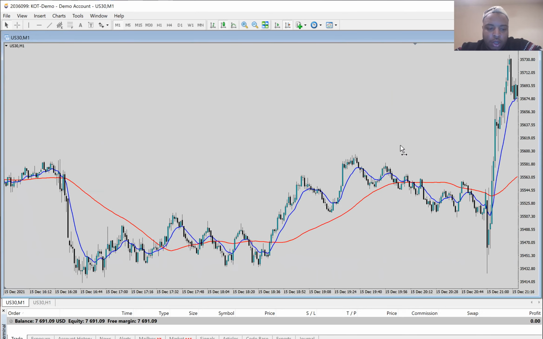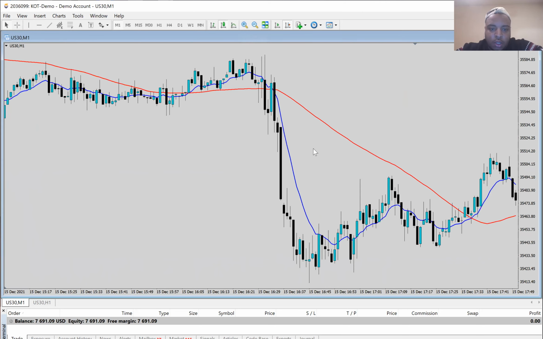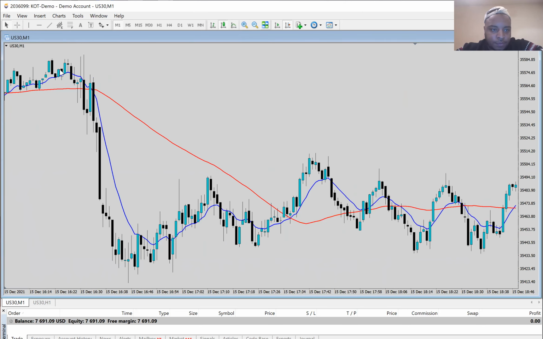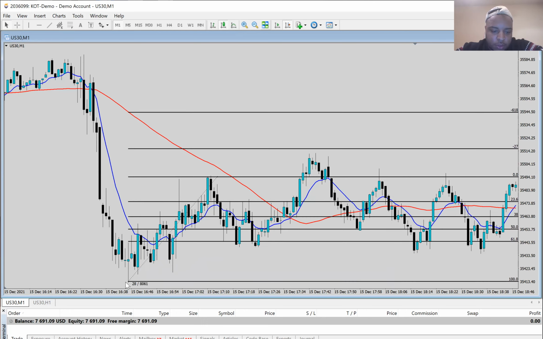But what I wanted to show y'all is just structure. I wanted to show y'all structure pullbacks. 50. Hold on, started from the bottom because it's just an uptrend.